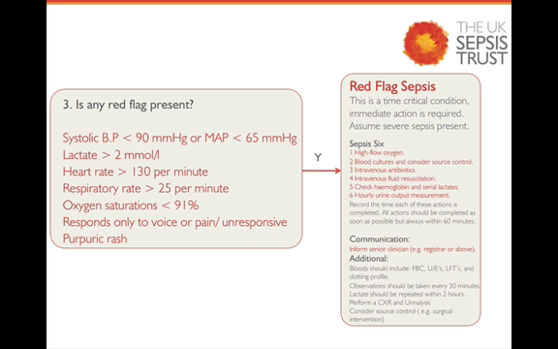The second step is to take blood cultures and consider source control. At this point, some clinical acumen is required. What is the likely source of this patient's sepsis? Is it urine, in which case we're going to take both blood cultures and a urinary culture.